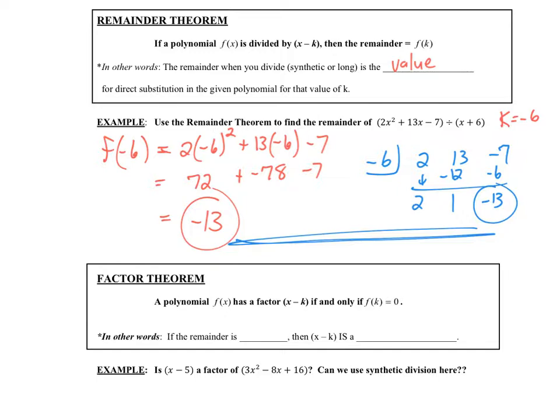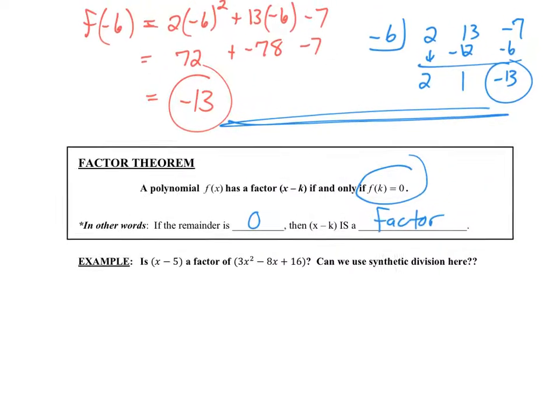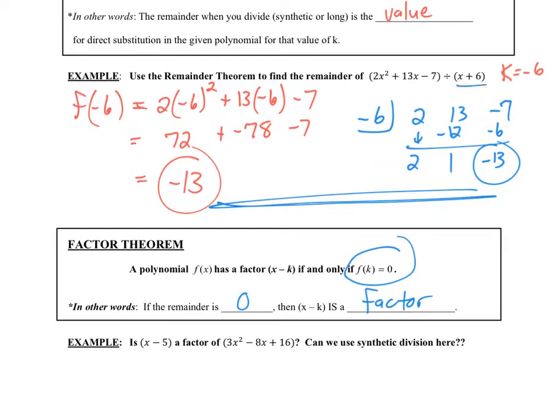And that's all stuff we've kind of seen already. The factor theorem is a little bit new. It says a polynomial has a factor x minus k if and only if you get 0 when you plug it in. So in other words, if the remainder is 0, then x minus k is a factor. Okay, so if we get 0 at the end, then x minus k is a factor. All right, so just using that, if we go back up here, is x plus 6 a factor for this equation? The answer would be no, because we did not get 0. If we got 0, then it would be a factor.